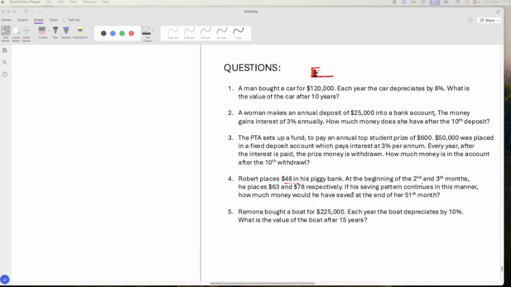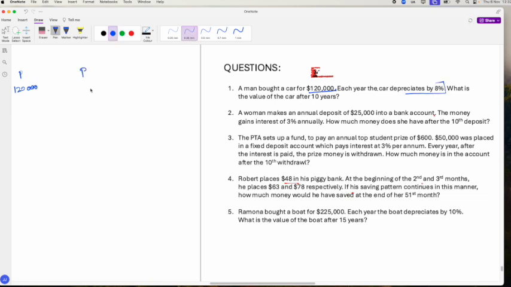So now we have the investment questions, and we have the first question here. And the first question tells us that a man bought a car for $120,000. So the initial investment for the car is $120,000. Each year, the car depreciates by 8%. So that means that after the first year, the price of the car is going to be P minus, because it's depreciating, so it's going to be minus 8% of P.